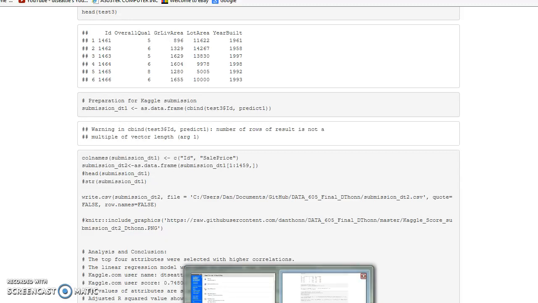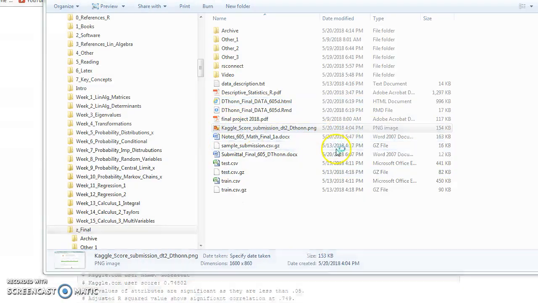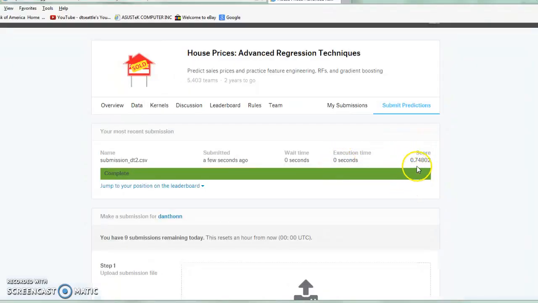So in Kaggle, my Kaggle score was 0.74802, which is probably down the list. It was about in the 5,000s range as far as the leaderboard goes. To get a high score, the maximum was 0. The lower you go, the higher your score is. Some of those took into account a number of attributes. So this was a good start.